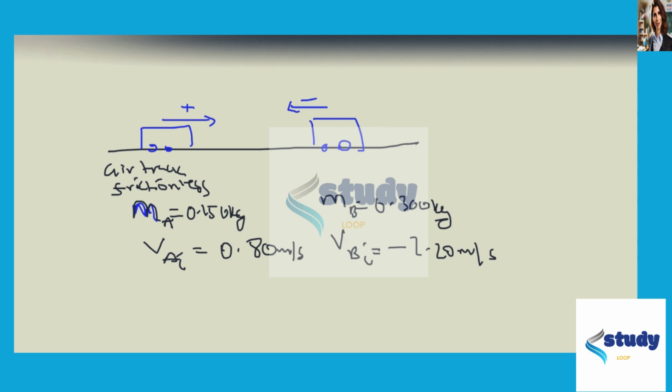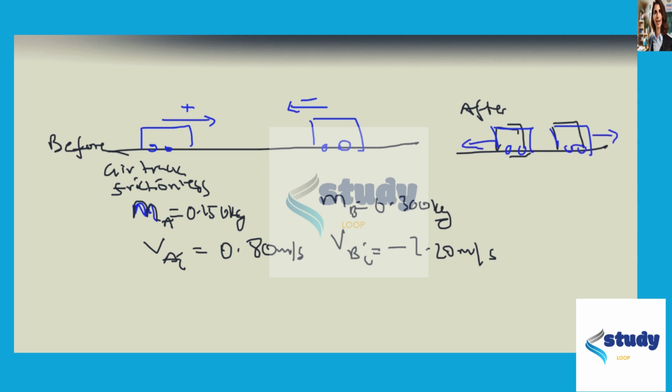So this is the before scenario, and then this is the after scenario. In the after case, what happens is that they collide head on, and then potentially bounce off of each other. So that's what's happening with these two gliders. This is an elastic collision. There are no losses of energy.